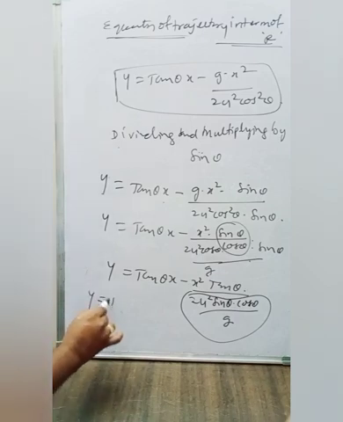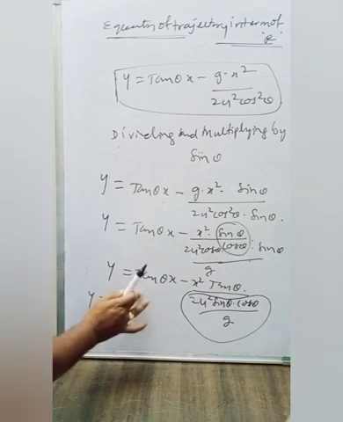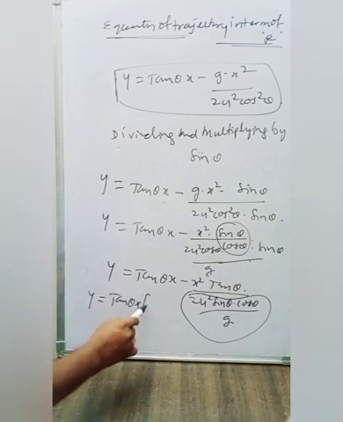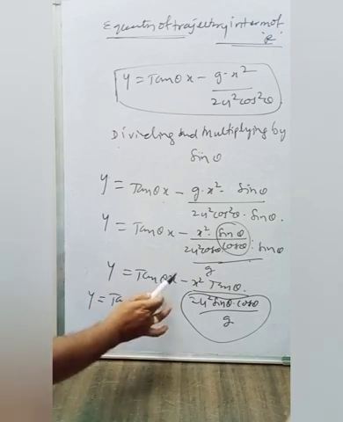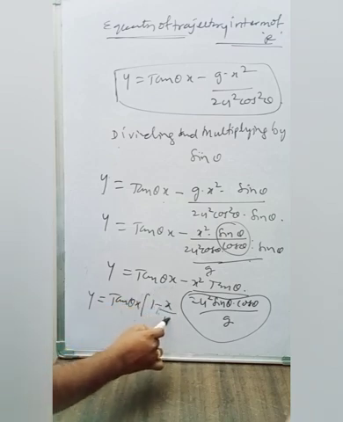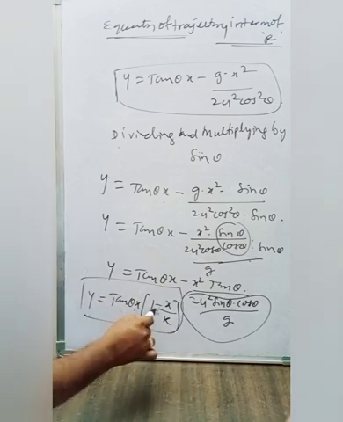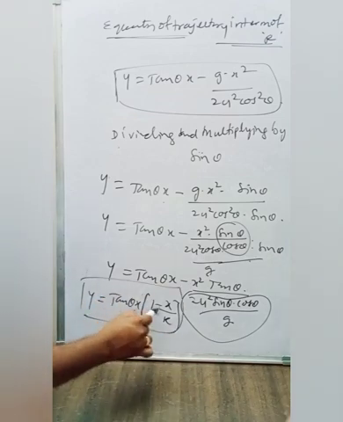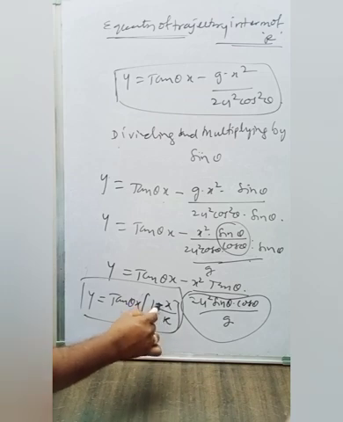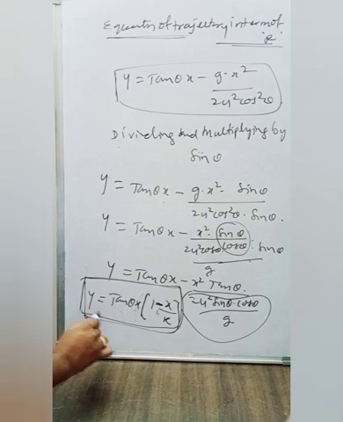Therefore, y is equal to tan theta x, which is common in the above equation, into 1 minus x by r, where this is r. So y is equal to tan theta x into 1 minus x by r is the equation of trajectory in terms of range.